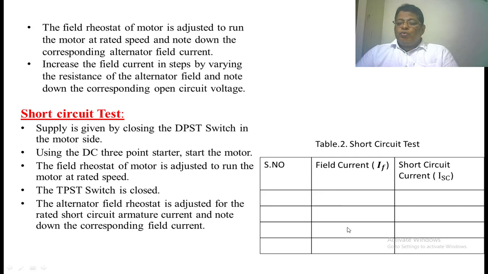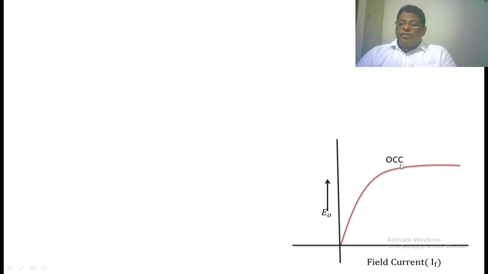If we observe these two tables, the field current is common. So now we have taken the field current on the x-axis. From the OC test, we have the data of open circuit voltage, which we take on the y-axis. If we draw a graph, we get the OCC curve of a synchronous generator.